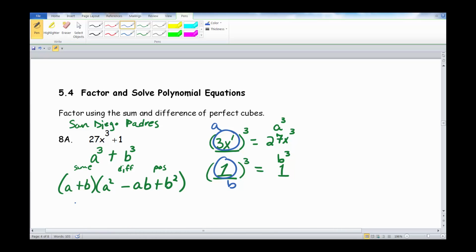So we have a, which is 3x, plus our b, 1, times our a being squared. Now what's really important to note is that it is the entire a being squared, so that's 3x being squared, minus our a, 3x, times our b, 1, plus our b being squared, so 1 squared.